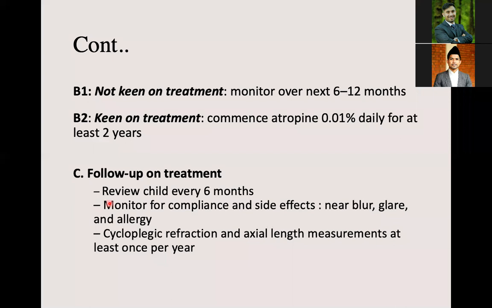We review the child at 3 months, and after that we review the child every 6 months. We monitor for compliance and side effects. We look for near work problems like glare and allergy to atropine. At each visit we perform cycloplegic refraction and retinoscopy, and axial length measurement at least once a year.